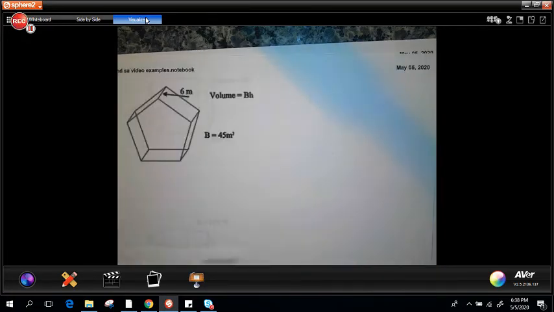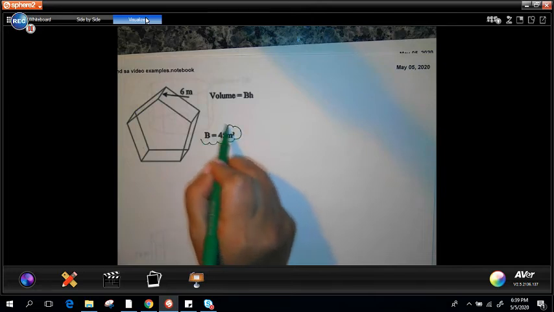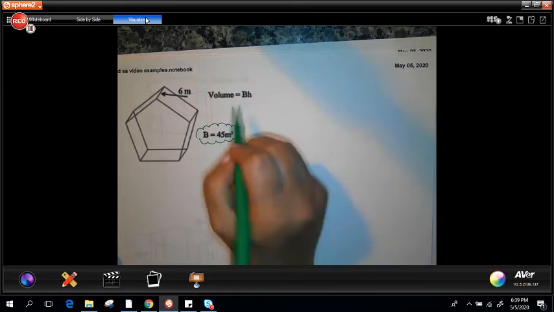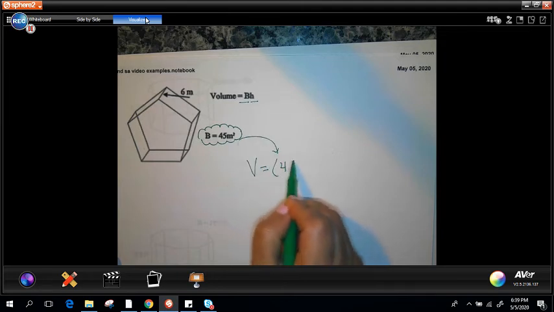And let's do another one. Once again, it's a prism. In this case, we have a pentagonal prism. If they give us a shape where we don't know how to find the area of the base, like a pentagon, we haven't been practicing that, so they will give you big B. So they told us the area of the base already. So remember, volume equals area of the base times height. Volume equals, we can put in the area of the base times the height.